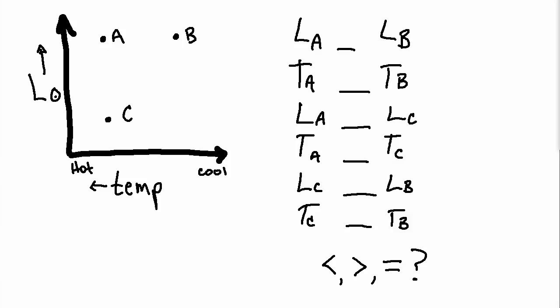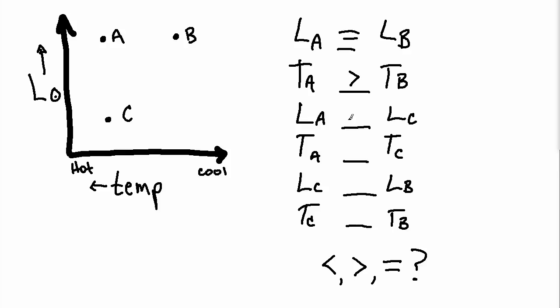Okay, I'd like to work through these comparisons that we were making for objects A, B, and C. The first comparison is the luminosity of A versus the luminosity of B. These two objects are aligned horizontally, so they will intersect the luminosity axis at the same location, so they have the same luminosity. If now we compare the temperature of A to the temperature of B, what we find is that object A would intersect the temperature axis at a much hotter value than B, so A is hotter than B.